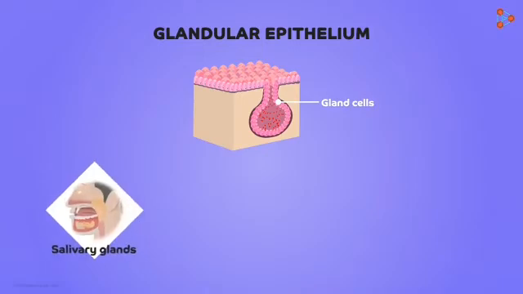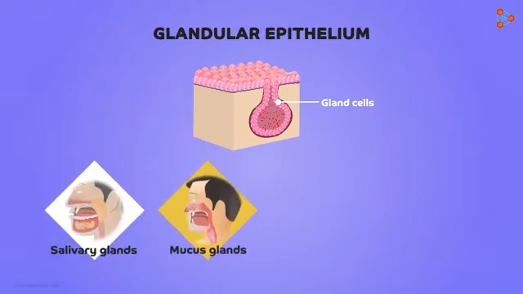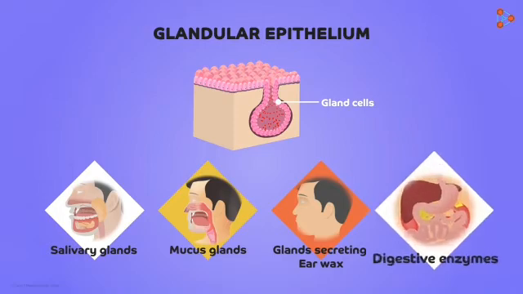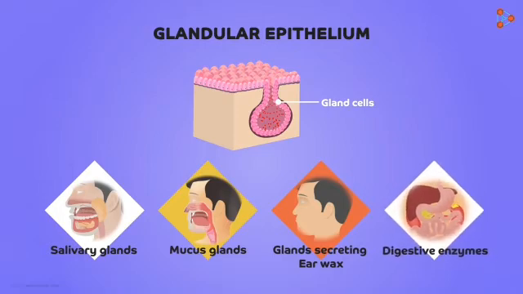Now, where are these cells mainly located? At the salivary gland, the mucus gland, the gland secreting the ear wax, along with the digestive enzymes also. So at all these places, the glandular epithelium is mainly located.